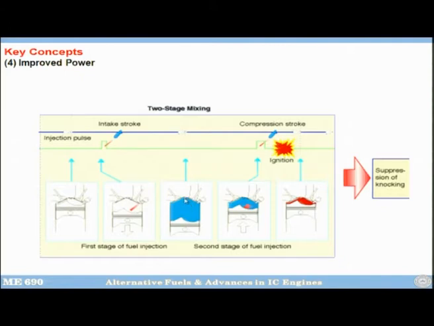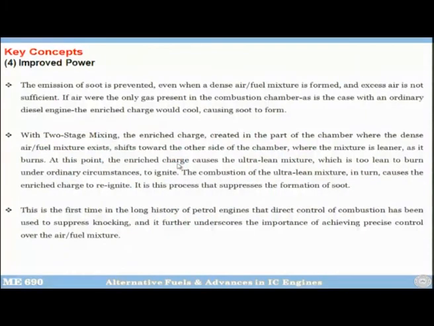And then you start compression. From here onwards the compression stroke starts, and towards the end of the compression stroke you give a bigger pulse. So, 3/4 of the fuel is injected, and when this fuel reaches very close to the spark plug, you apply the spark. When you apply the spark, this mixture will burn fast and combustion will take place. And since there is no stoichiometric region, there will be suppression of knocking because of two-stage mixing. Clear?